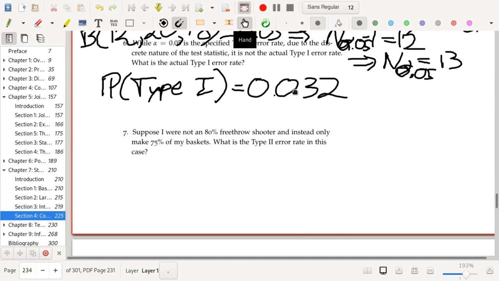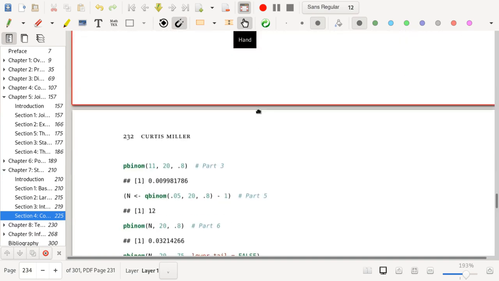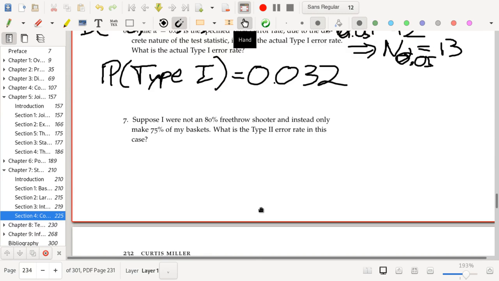Okay. 7. Suppose I were not an 80% free throw shooter, and instead only made 75% of my baskets. What is the type 2 error rate in this case? As I said before, you never actually do type 2 error analysis after you conduct a study. We're doing something like that here just because I want to demonstrate concepts. But you would never actually do something like this after you saw a sample. So if I were not an 80% free throw shooter and instead only made 75% of my baskets, what is the type 2 error rate? 75% of my baskets, that's 15.